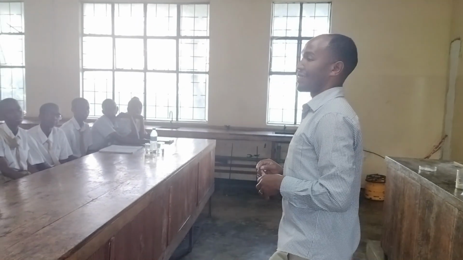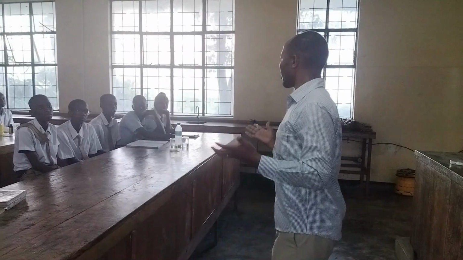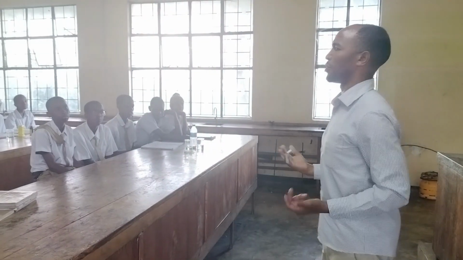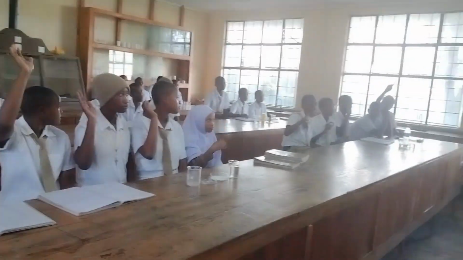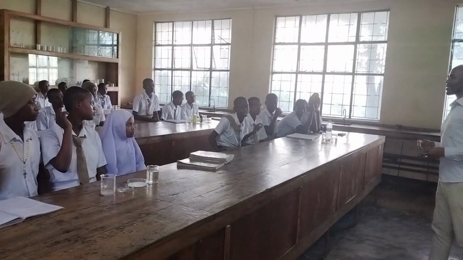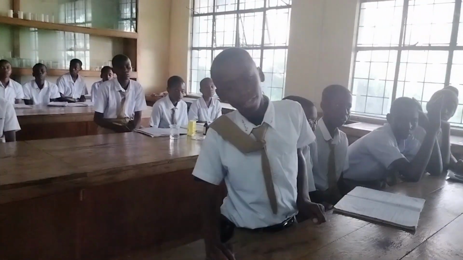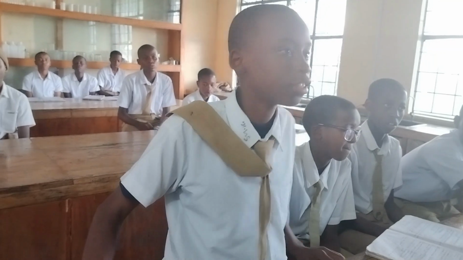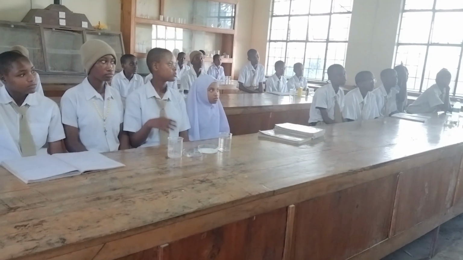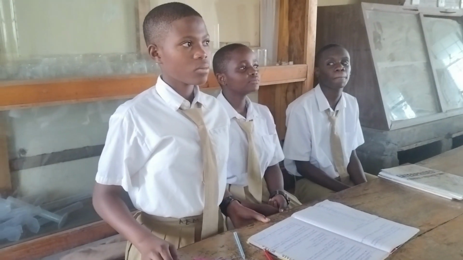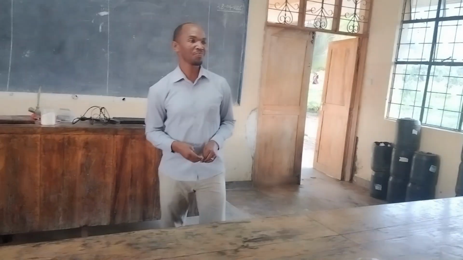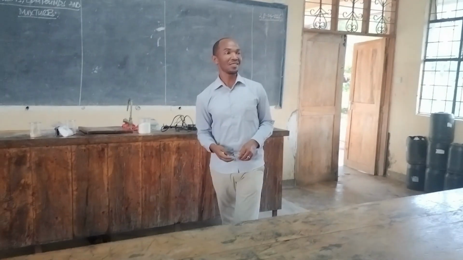Now again, can we find some examples of homogeneous mixtures? Okay, Samuel, just one example. Salt and water. The mixture of salt and what? Water. Other example? Milk and water. The mixture of milk and what? Water. Heterogeneous mixture, what does it mean?